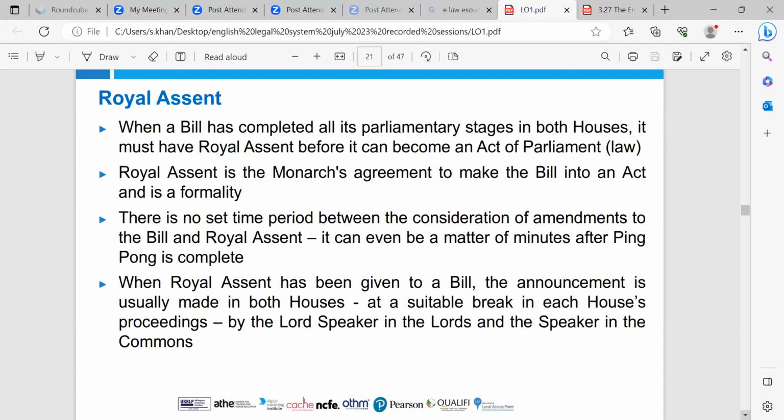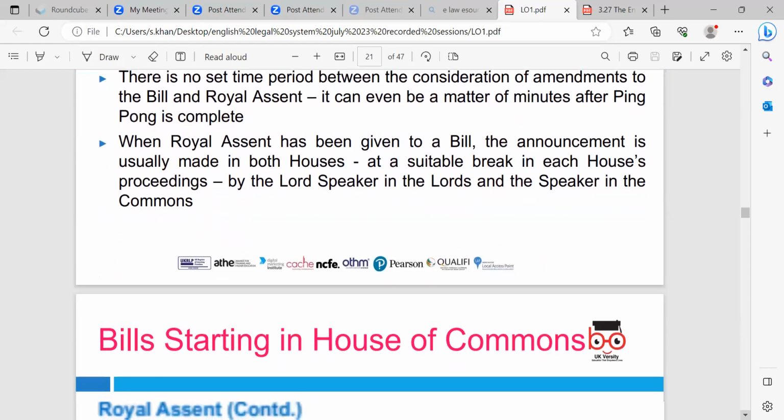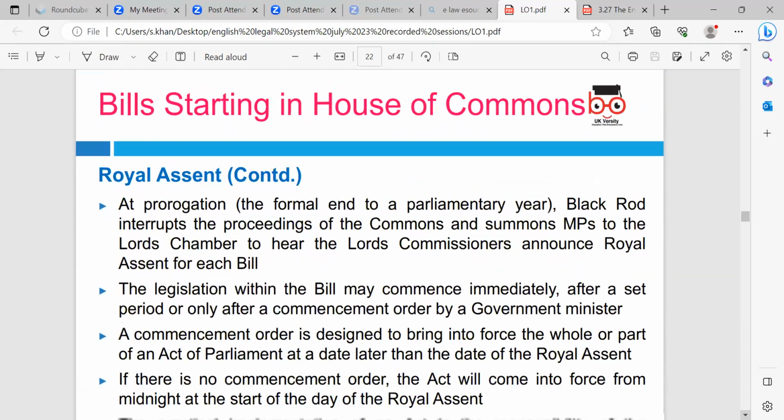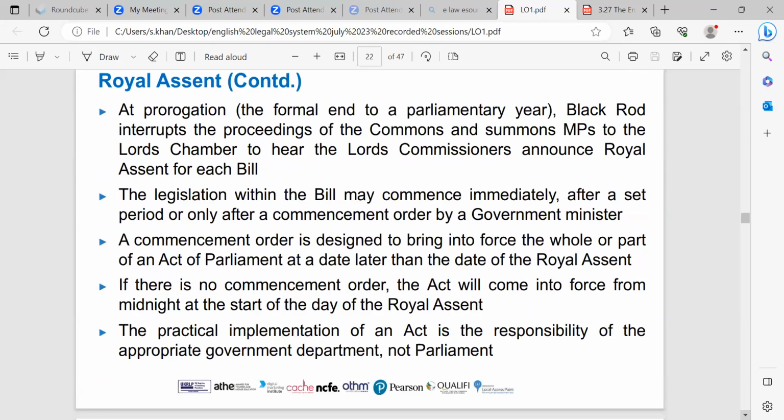When royal assent has been given to a bill, the announcement is usually made in both houses at a suitable break in each house's proceedings by the Lord Speaker in the Lords and the Speaker in the House of Commons. Prorogation, the formal end of a parliamentary year. Black Rod interrupts the proceedings of the Commons and summons MPs to the Lords' Chamber to hear the Lords Commissioners announce royal assent for each bill.